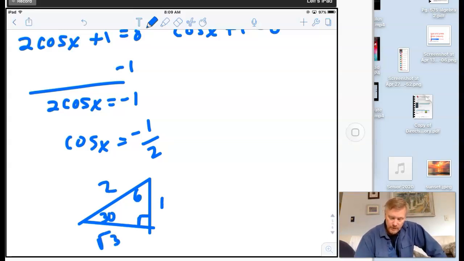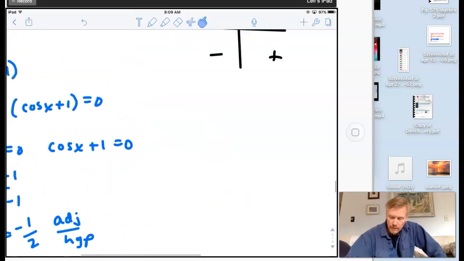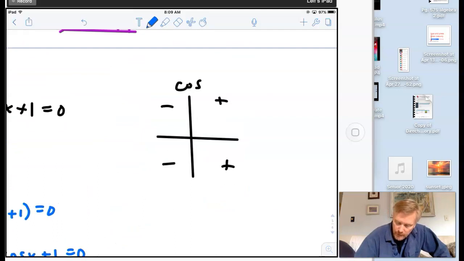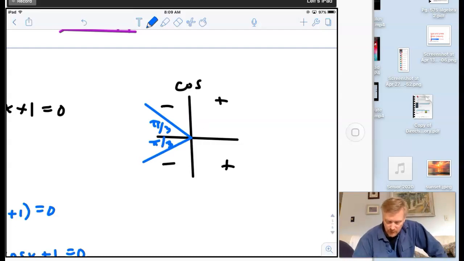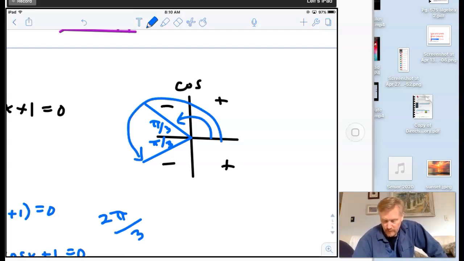Which angle has cosine as adjacent over hypotenuse? The angle adjacent to the 1 is 60 degrees, which is pi over 3. So I got two of them over here with a reference angle of pi over 3. Which means I got two answers: 2 pi over 3 and 4 pi over 3. There's two of my answers.